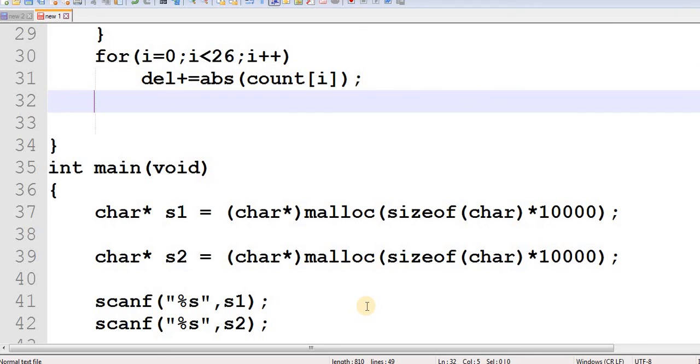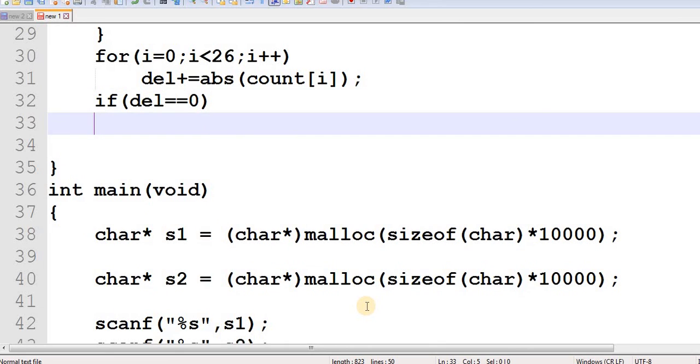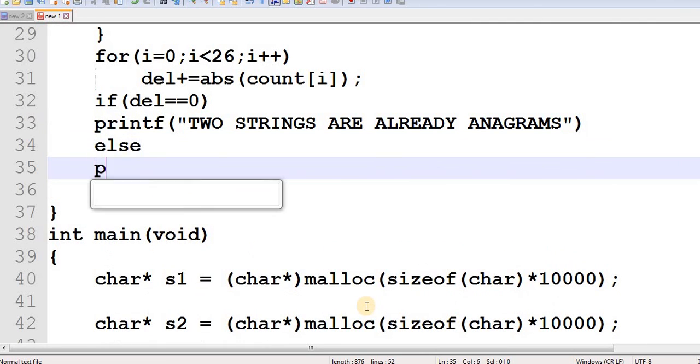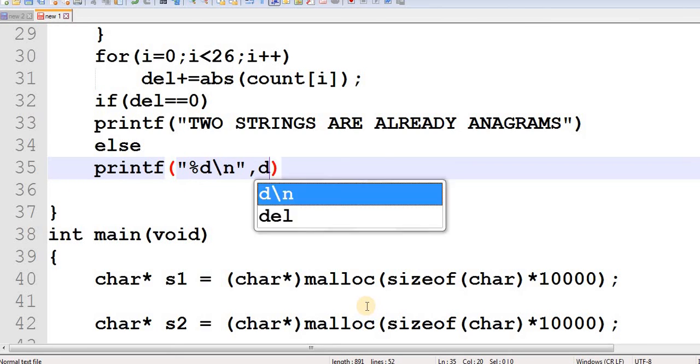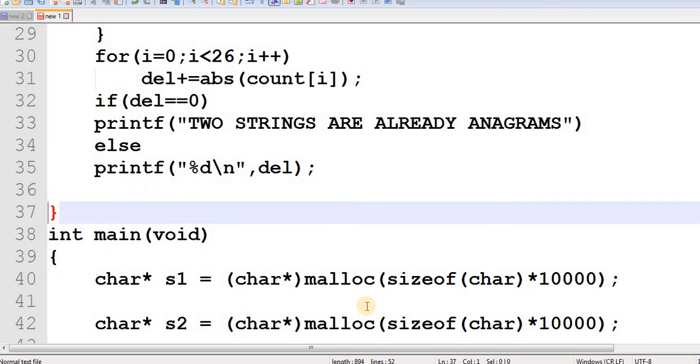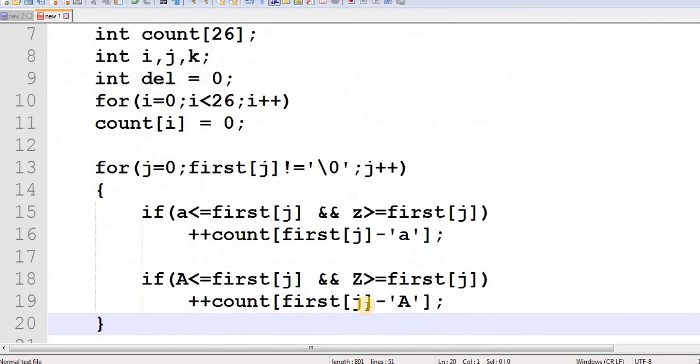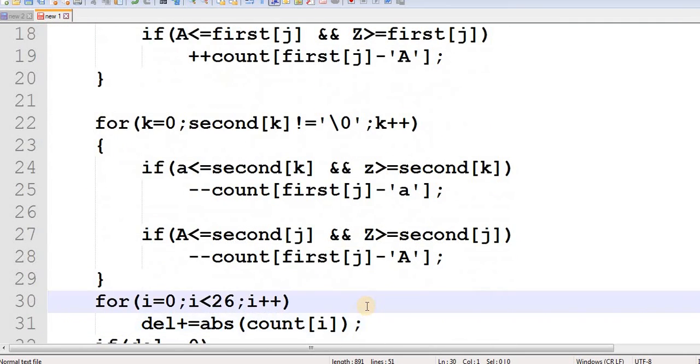So if del is equal to 0, then just print two strings are already anagrams, else print the minimum number of character deletions required, that is equal to del. And so this is the code for finding the minimum number of character deletions required to make two strings anagrams. So thank you.